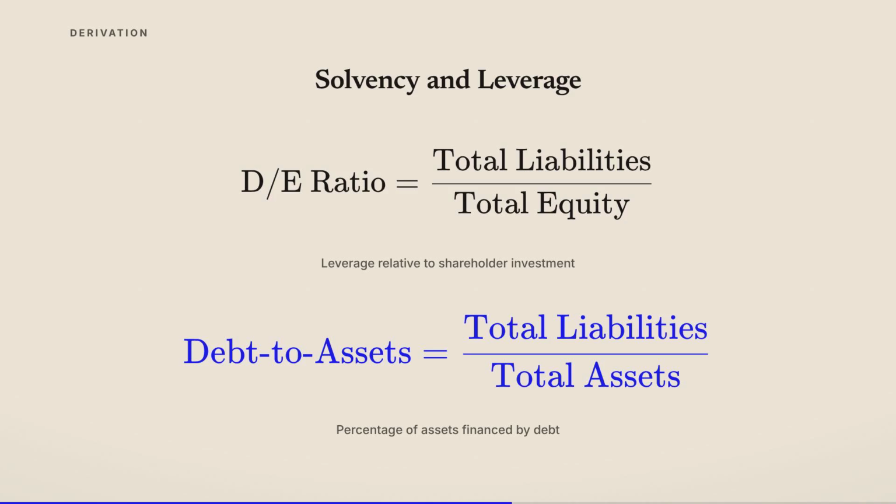Second, we look at the debt-to-assets ratio. This tells us what percentage of the company's total resources are financed by creditors. If the ratio is 0.6, 60% of everything the company owns, from its buildings to its patents, is essentially owed to lenders. High leverage can amplify returns during good times, but it creates a high fixed cost of interest that can lead to bankruptcy if revenue dips. Solvency analysis helps us determine if a company's capital structure is sustainable over the long haul.